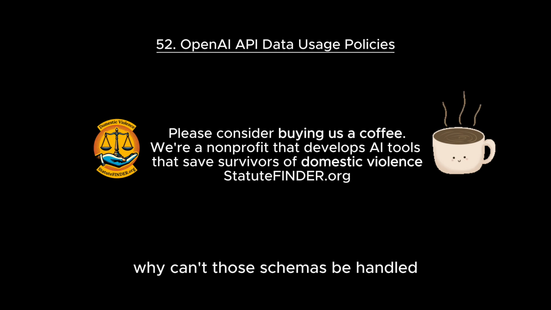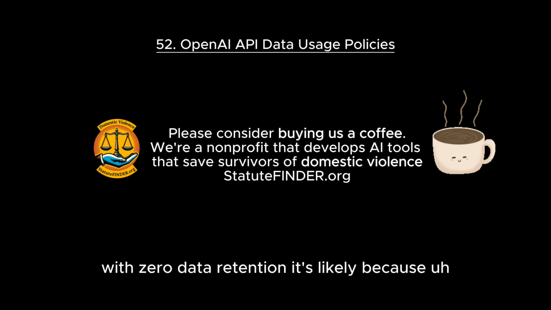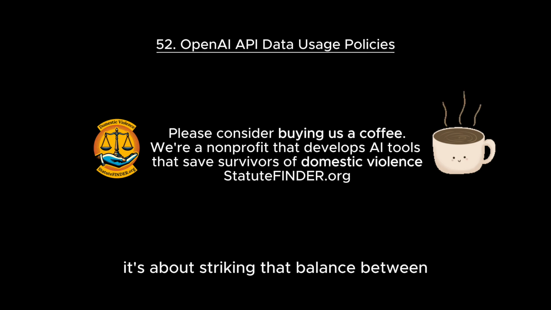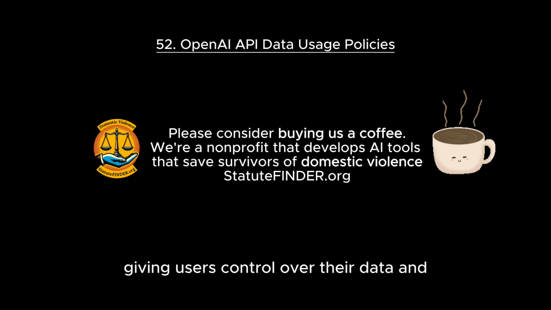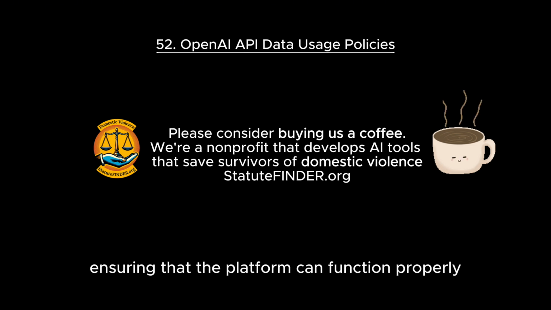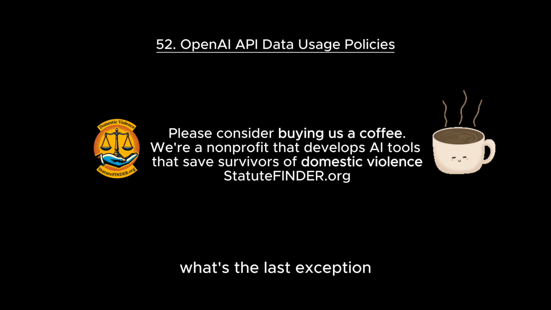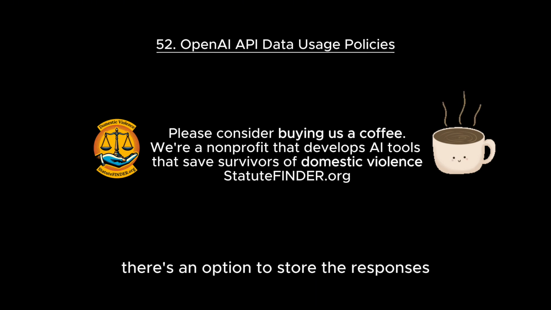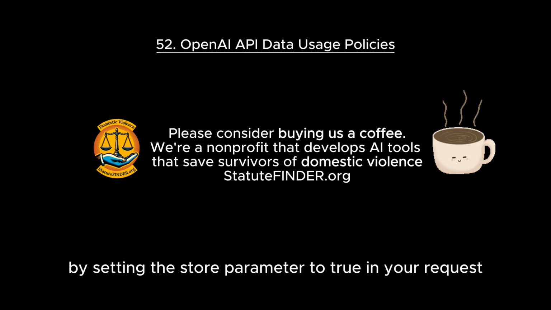Okay, why can't those schemas be handled with zero data retention? It's likely because those schemas themselves might contain sensitive information or details about your application that OpenAI needs to keep for a while. Okay, I see. It's about striking that balance between giving users control over their data and ensuring that the platform can function properly. What's the last exception? This one is important. It's about stored completions. There's an option to store the responses you get back from the API by setting the store parameter to true in your request.